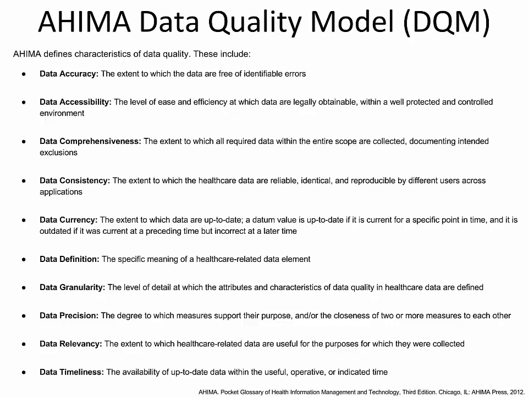AHIMA defines characteristics of data quality, and they are listed on this slide. They include data accuracy, data accessibility, data comprehensiveness, data consistency, data currency, data definition, data granularity, data precision, data relevancy, and data timeliness. All of these features of the data quality management model will be presented later in this course in detail.